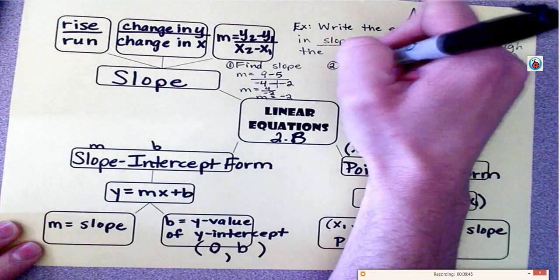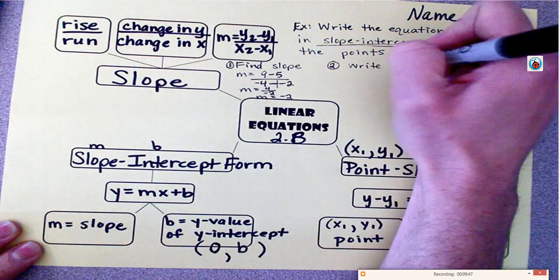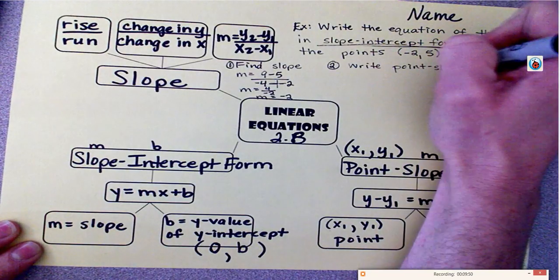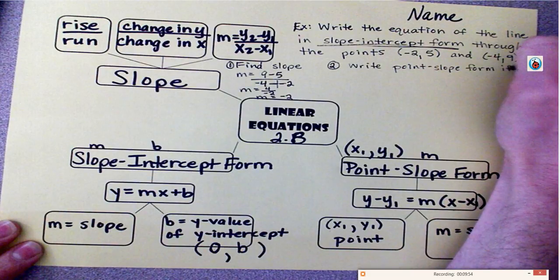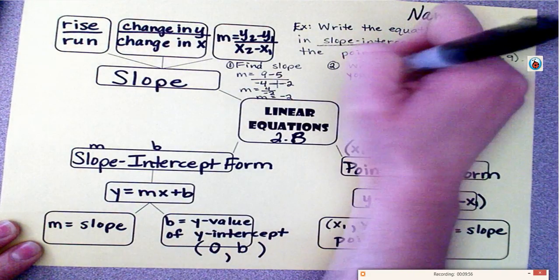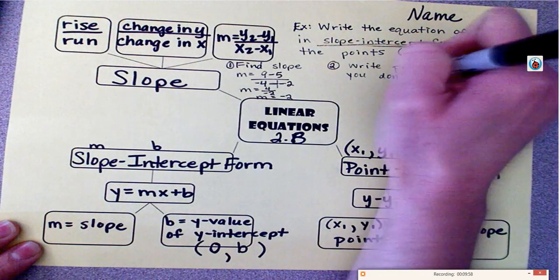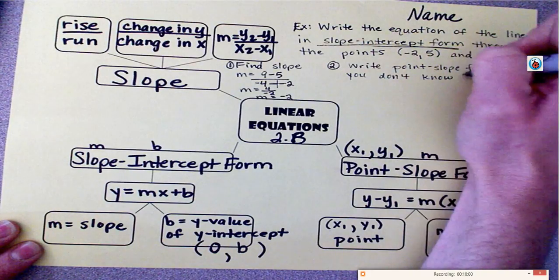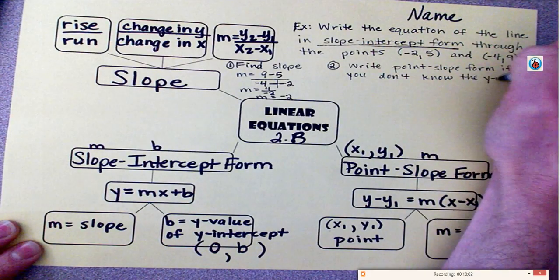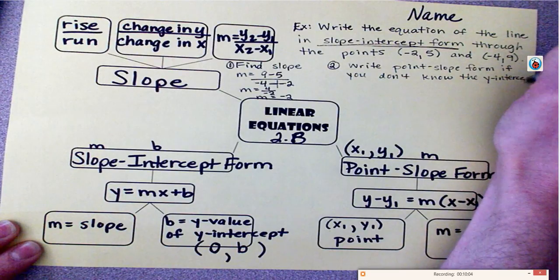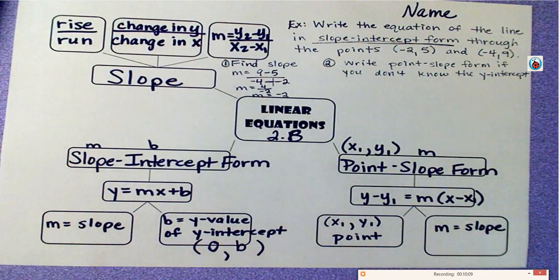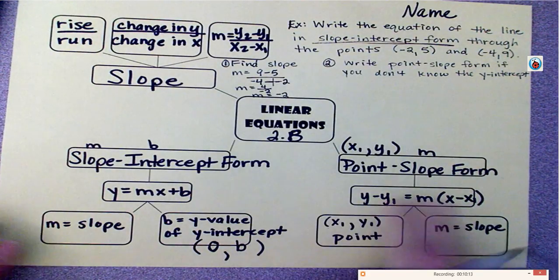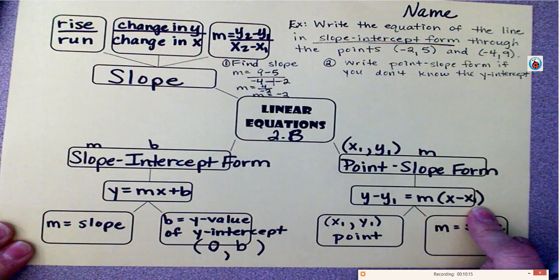So write point slope form if you don't know the y-intercept, and we don't. If I did know the y-intercept, I could just write y equals mx plus b and be done. But I don't know the y-intercept, so I have to write it in this form here.